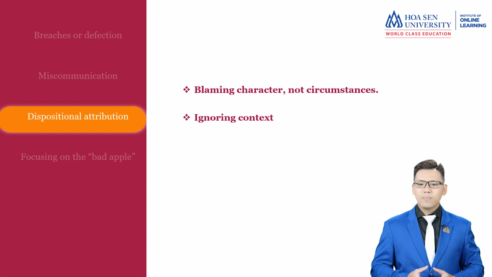And number three is dispositional attribution. This is when we blame someone's character for their action instead of considering the situation. For example, if someone makes a mistake, we might think they're careless instead of considering that they were stressed. This can lead to mistrust.